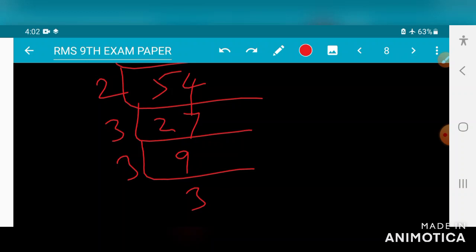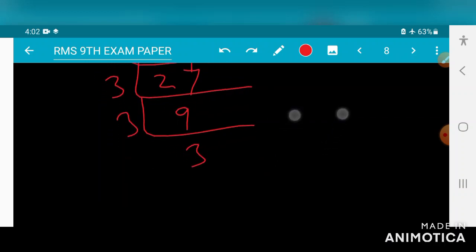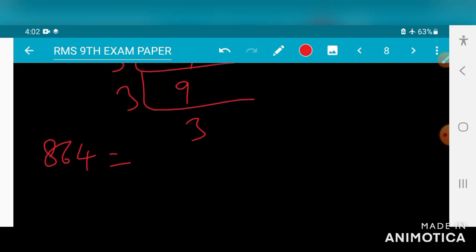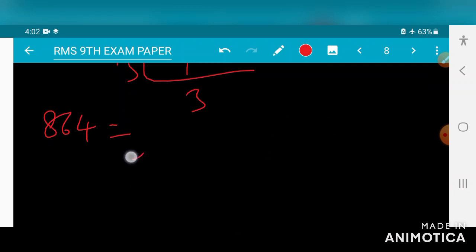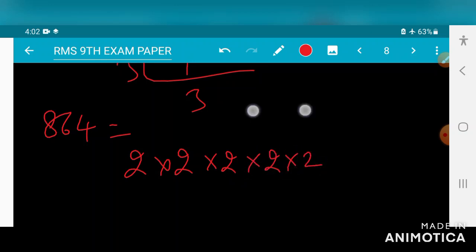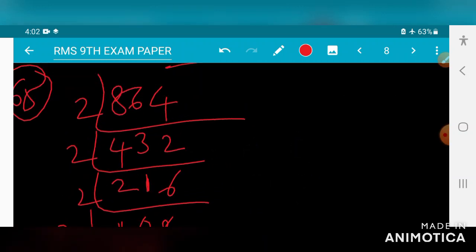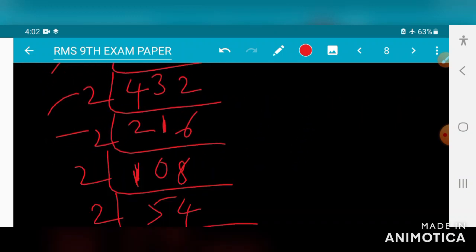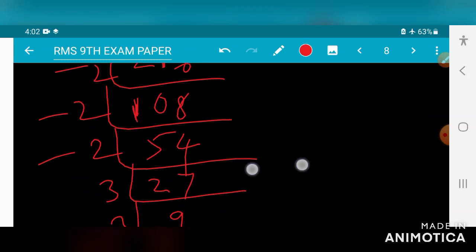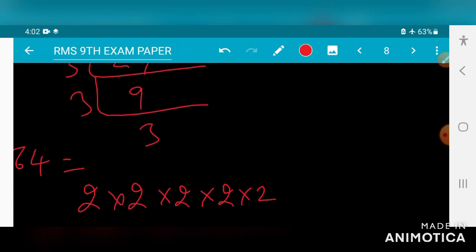So write all the factors. 864 factors we have to write now. First one, 2 into 2 into 2 into 2 into 2. How many 2's? 1 2 3 4 5. Okay. Next 3's. 1 2 3.